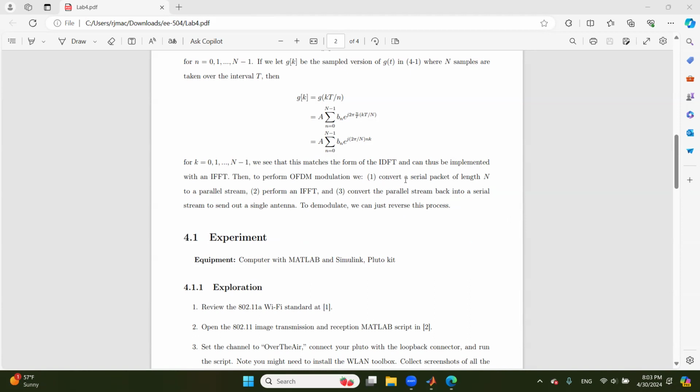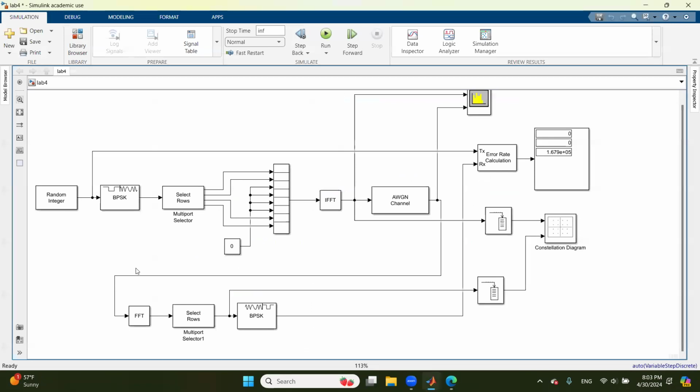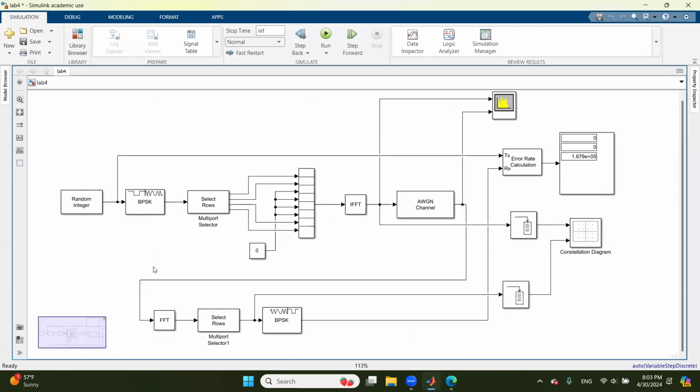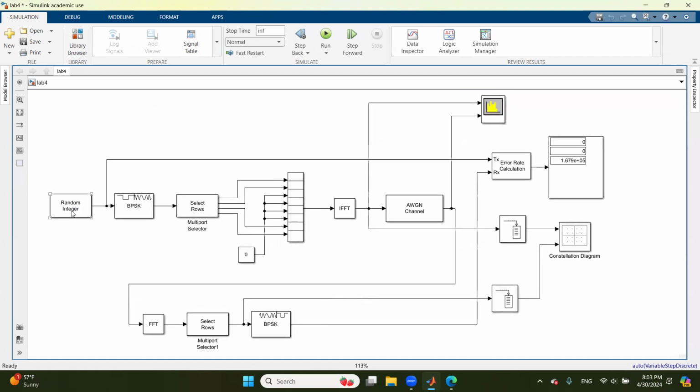So I've got a Simulink model here to show this whole process, right? Generally speaking, you can use any kind of modulation technique on the carriers that you're using to send out the data. In this case, I'm using BPSK, but you could also use QPSK. So I'm taking a number, right?